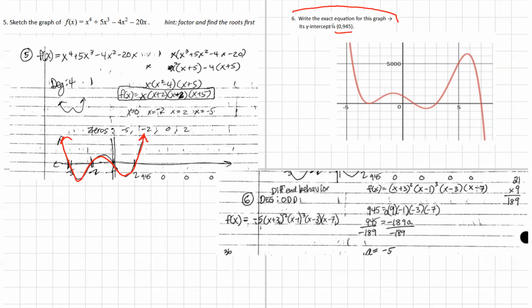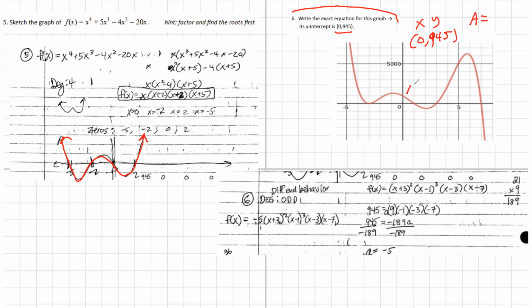We know the y-intercept is 0, 945. So they're telling you a point. They're telling you an x and a y. There's a reason they're telling you that. That's because you're going to have to find the a value. You're going to use that to find the a value, right?